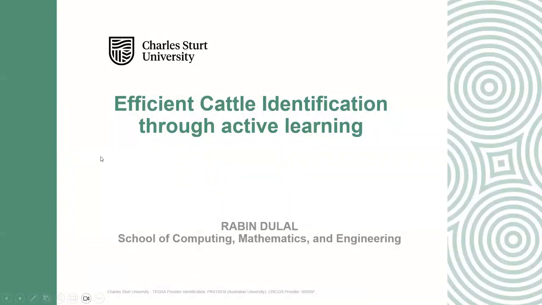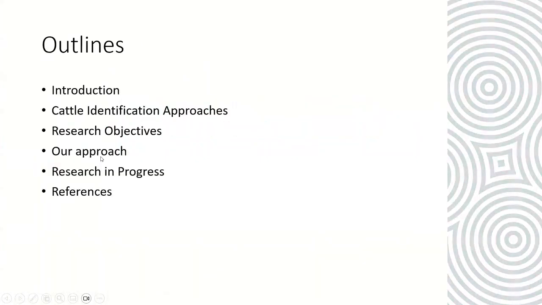I would like to thank you for giving me this opportunity. My name is Robin Dulal. I'm a second year PhD student in the School of Computing, Mathematics and Engineering. Today I'm talking about efficient cattle identification through active learning, which is a part of my research. I'll cover the introduction, brief cattle identification approaches, followed by research objectives, our approaches, our research progress, and some references.